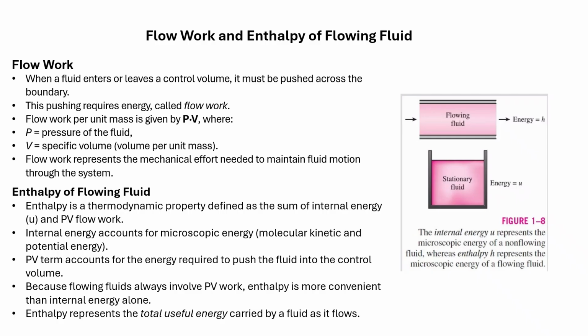Now we have enthalpy of flowing fluid. Enthalpy is the thermodynamic property defined as the sum of internal energy U and the product of pressure and volume, which is called flow work. Internal energy accounts for microscopic energy, molecular or kinetic energy, or potential energy. Now, in the diagram shown, a fluid is entering and leaving a control volume with the product of pressure and volume work arrows on both sides. This helps visualize how the fluid must be pushed into the device and how enthalpy represents the total useful energy carried by the flowing fluid.